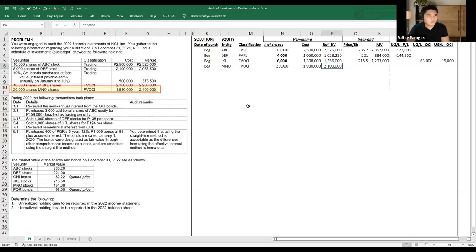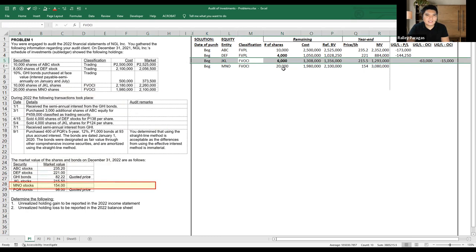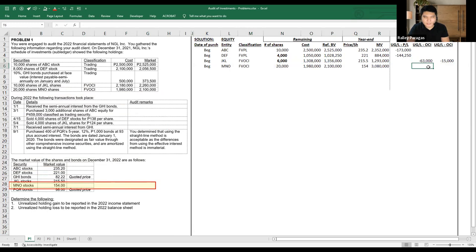Then in terms of the price per share, let's plot that. Since we're here already, get the share price of MNO. So that's 154 pesos. This is the highlighted one, no? Okay. And then compute your market value. That's basically multiplying the remaining number of shares with the price per share as well. Okay. And then, same drill with the previous FVOCI holding, which is JKL, for MNO, to get the unrealized gain and loss in your statement of comprehensive income, take the market value here and deduct the reference book value. What you get there would be the OCI presented in the statement of comprehensive income. So that's 980,000, no? Other comprehensive income in the statement of comprehensive income.